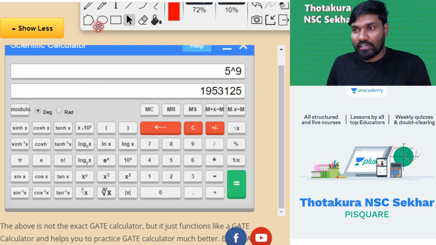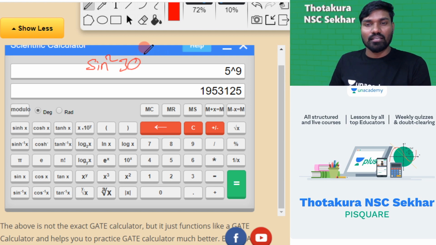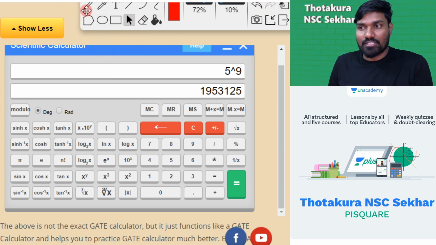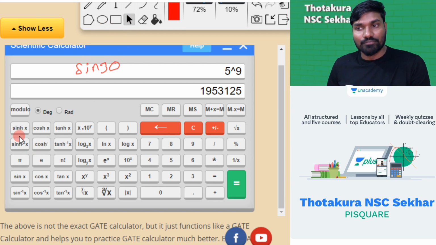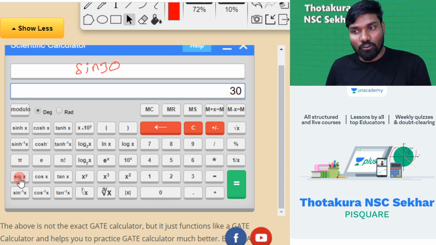Next one. Suppose I want to find sine square 30. I'm just jumping to the typical, difficult part. Where you have x terms, they are very clear. Now first let's take sine 30. I want to find sine 30. Look at this, sine is here. Here also we have x. So first I should enter the value of x. The x value is 30. Enter this 30, then go for sine, because x is there first. That's why I'm entering the x value first, then going for sine. Then we got the result.